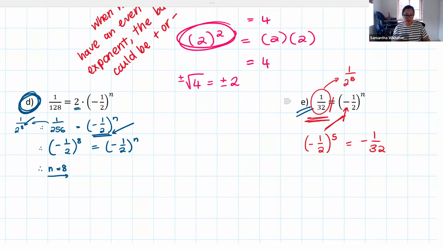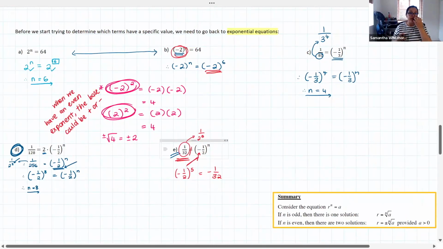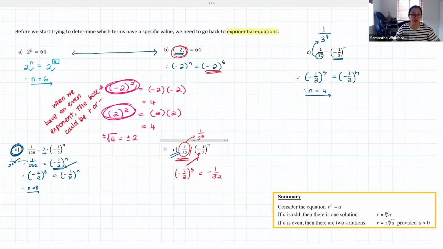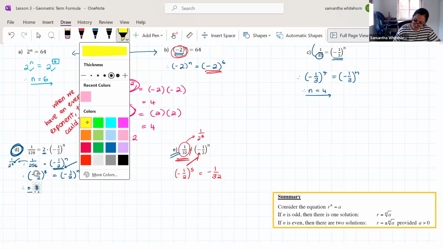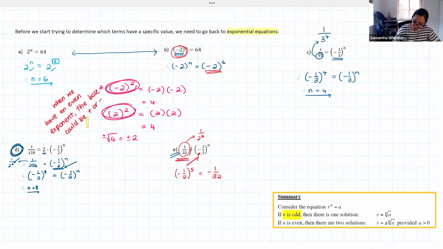So this is just something to bear in mind, and it might seem like such a silly thing, and oh, I do know this, but it's something to bear in mind because now when we look at our next example, it's going to be helpful for us. So just to reiterate what I've already said, if n is odd, so if your exponent is odd, there's one solution. If your exponent is even, there are two solutions, the positive or the negative option. Okay, and just bear it in mind as we move forward.